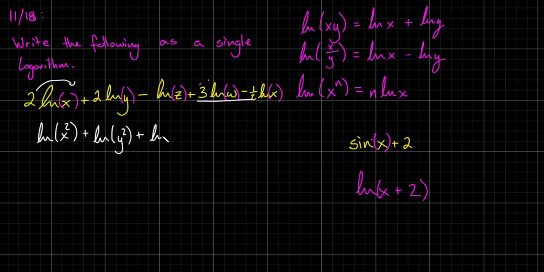I'm going to say plus the natural log of, what's the next one? W cubed. And then I'll just write it the way it is, minus the natural log of z, and minus, do you want me to write it as a power? Okay, natural log of what then? X to the 1/2. What does this mean, just as a square root? So if you would rather use a square root symbol here, I have no issue with it.